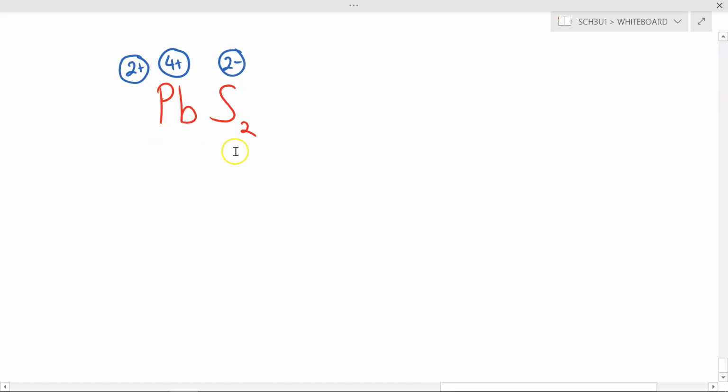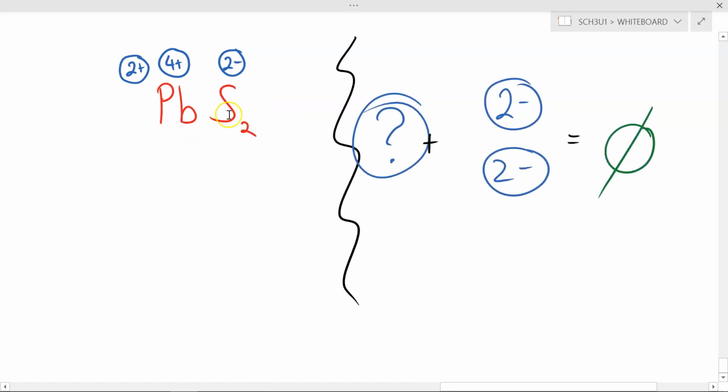So I do need to do some detective work. I know I have 2 of these sulfurs because the chemical formula says S2, so there's 2 of them, and each sulfur is worth a 2 minus, so I'm going to put 2 of these 2 minuses together. I only have 1 lead because the formula shows that there's no number here, so I only have 1 lead. Now, which of these 2 numbers, when I put it in here, would add up to 0?